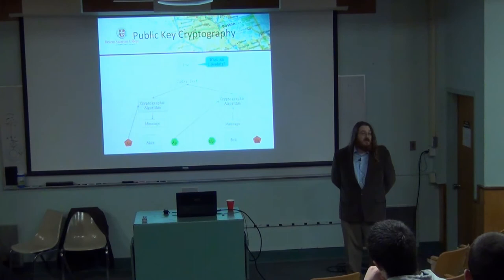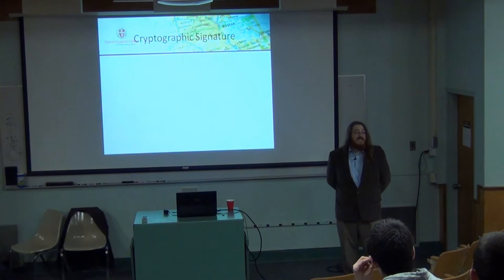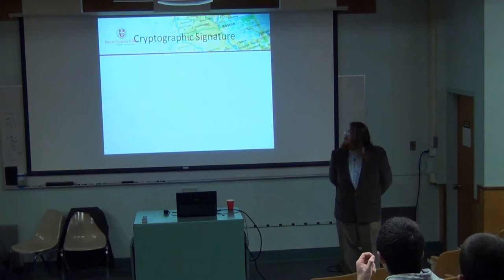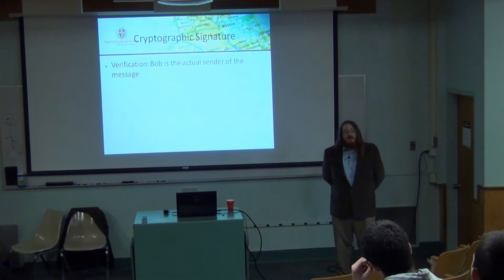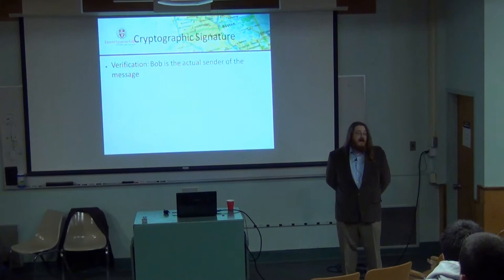Cryptographic signature. It turns out public key cryptography, if used in a slightly different way, actually allows us to do authentication of messages. In other words, you can be absolutely certain that I sent a message. So we want a verification. Alice needs to know that Bob's the actual one who sent the message, right? Since Alice's public key is visible, Eve could send a false message and say it's from Bob. How does Alice know Bob sent the message?